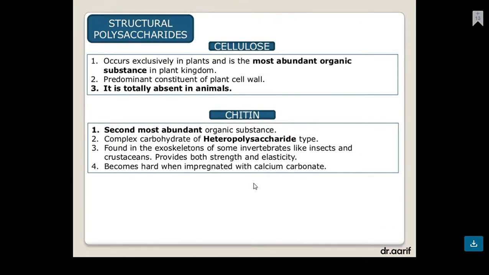And structural polysaccharides, you have two types. One is cellulose, another one is chitin. Cellulose is mainly found in plants and it's totally absent in animals. And chitin is found in the exoskeletons of some invertebrates like insects and crustaceans, and it becomes hard when it's impregnated with calcium carbonate. It's the second most abundant organic substance, cellulose first and then comes chitin. Chitin you can find in fungi also.